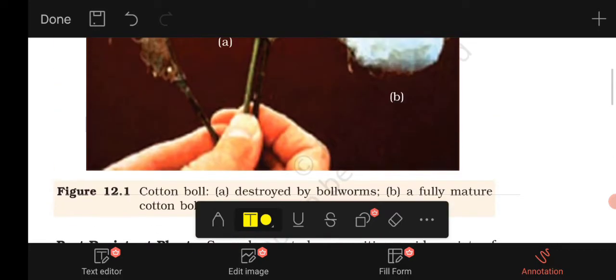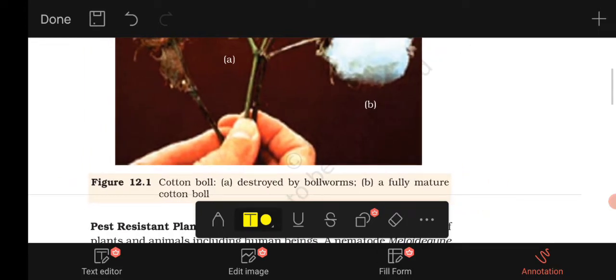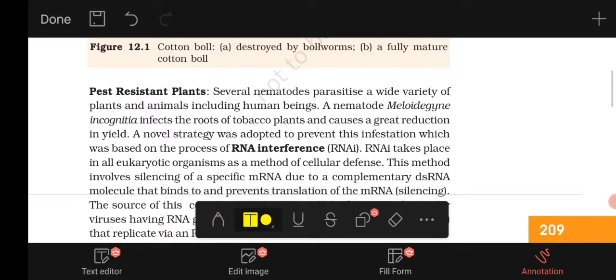So I hope you have understood this part and you have also marked this on your NCERT. So now we'll go to the next part, that is pest resistant plants.